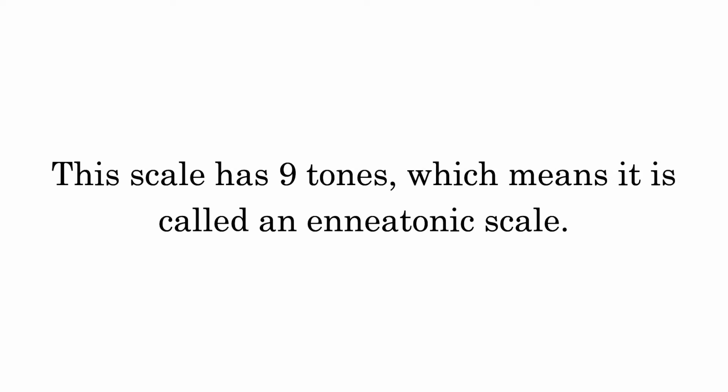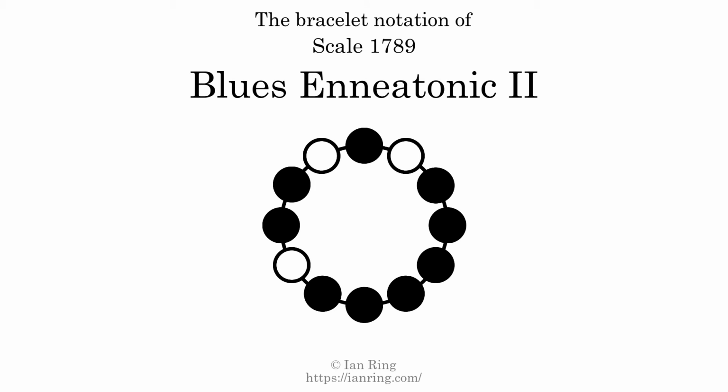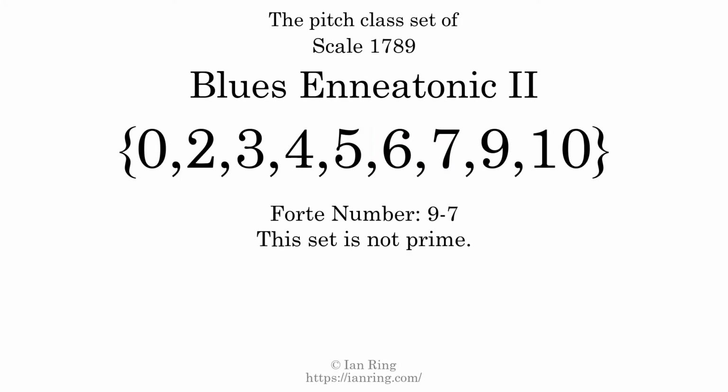This scale has 9 tones, which means it is called an Enneatonic scale. This is a bracelet notation diagram of scale 1789. The shaded circles represent tones that appear in the scale, and they are read clockwise, starting at the top. The pitch class set for this scale is 0, 2, 3, 4, 5, 6, 7, 9, 10. The forte class is 9-7. This set is not prime.